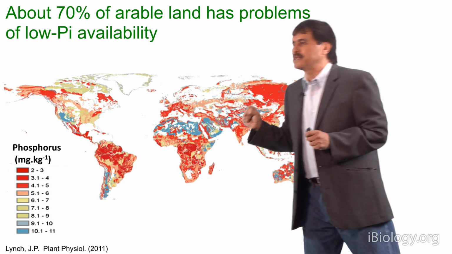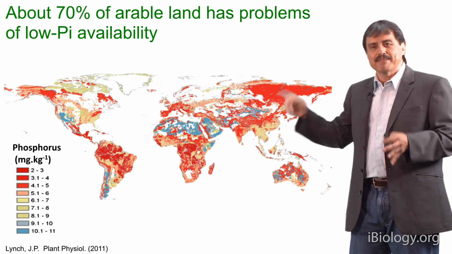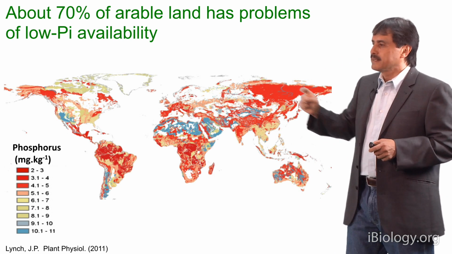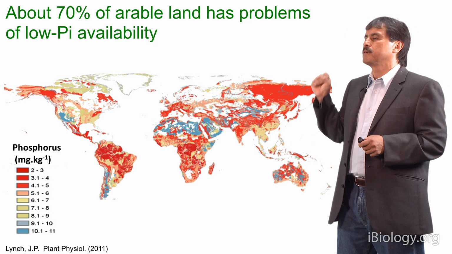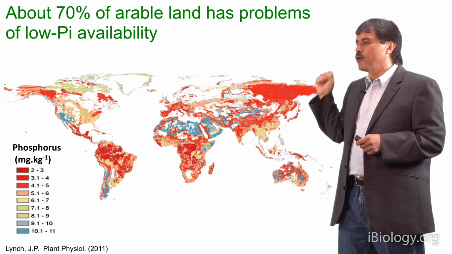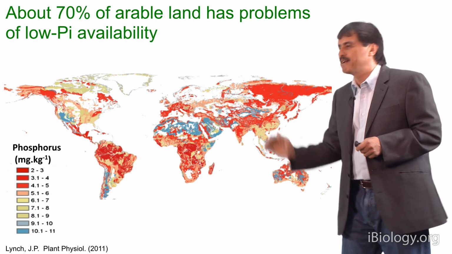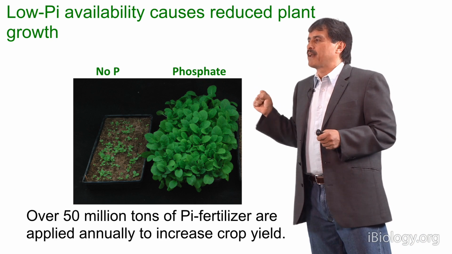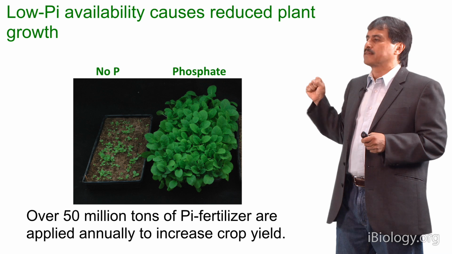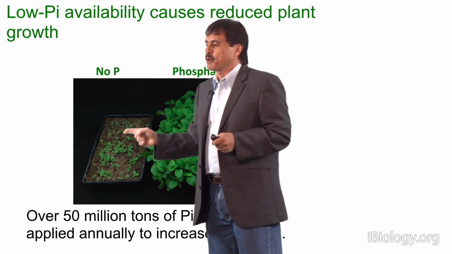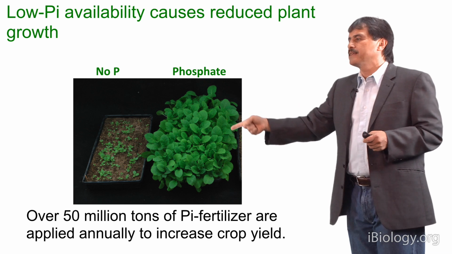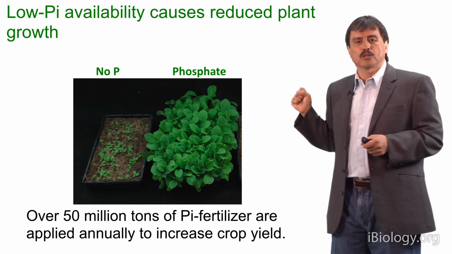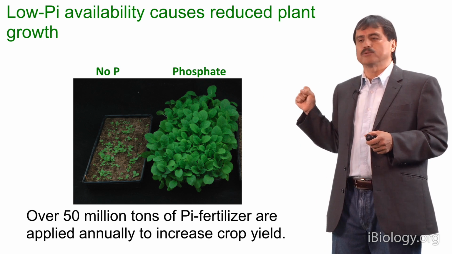The problem of low phosphate availability is quite important because about 70% of the arable land in the world has problems of low phosphate availability. These red areas in the world show zones of the planet in which low phosphate availability is under the level required for plant production. So low phosphate availability causes reduction of plant growth and disease symptoms like the production of anthocyanins. To prevent this problem in agriculture, over 50 billion tons of Pi fertilizer are applied annually to increase crop yield.